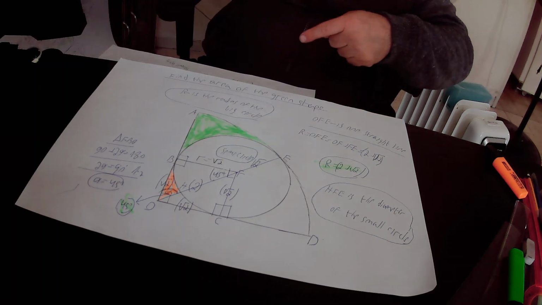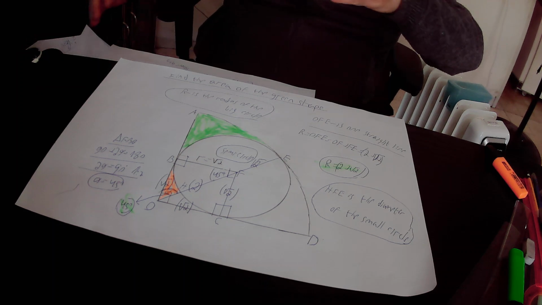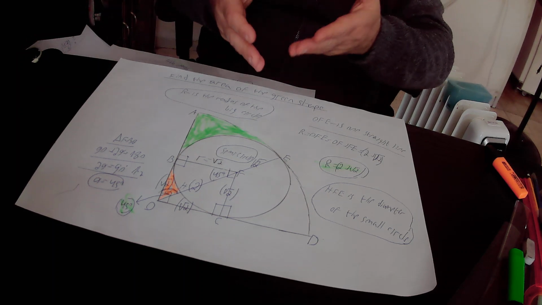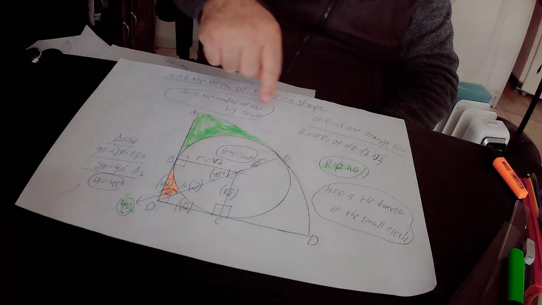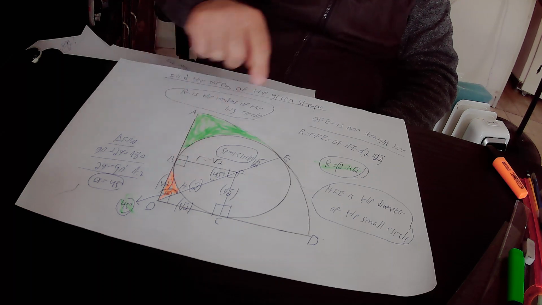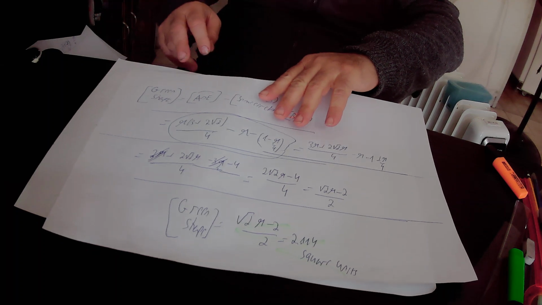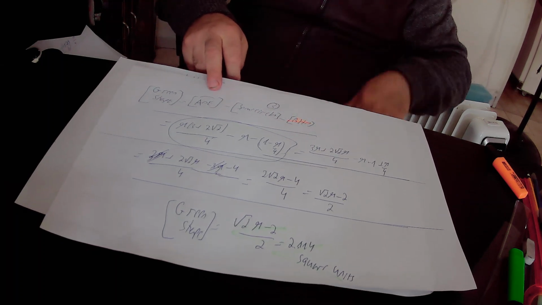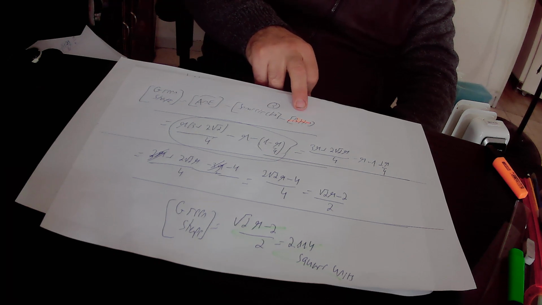I repeat again that our mission is to find out the area of this green shape. So we already found out that the area of the green shape equals the area of the big sector AOE minus the area of this semicircle minus the area of this orange shape. Again, the area of the green shape in total equals the area of the big sector AOE minus the area of the small semicircle minus the area of the orange shape BHO.